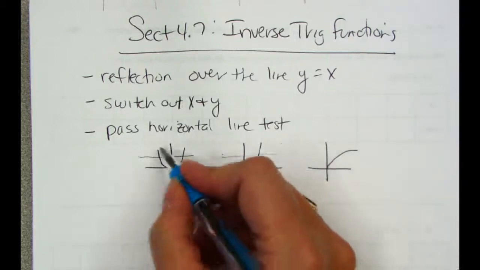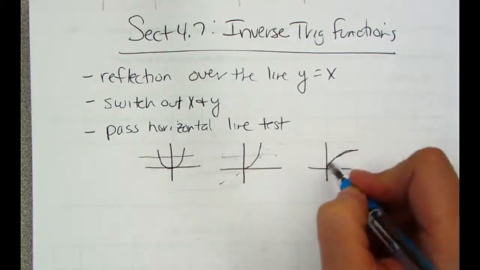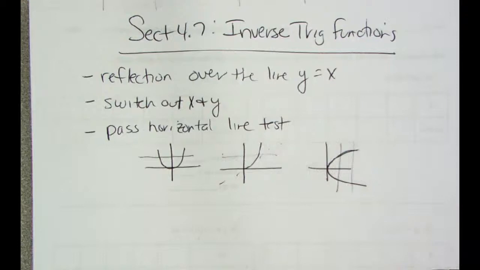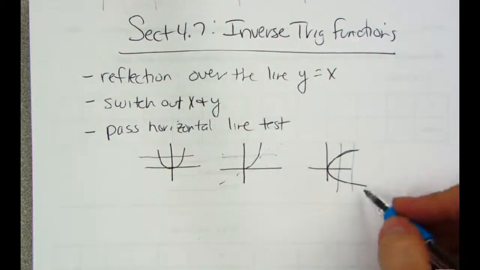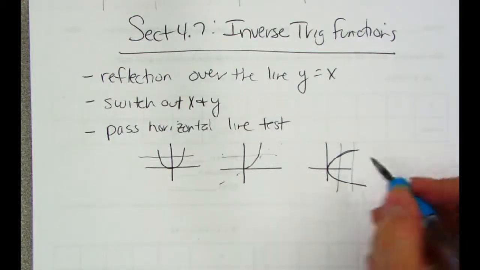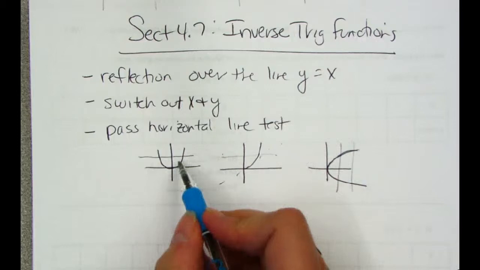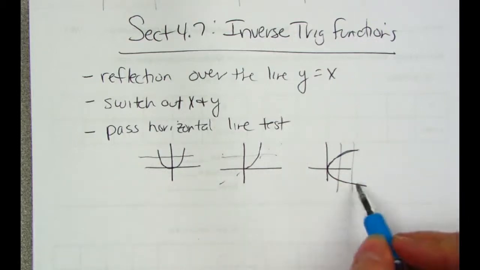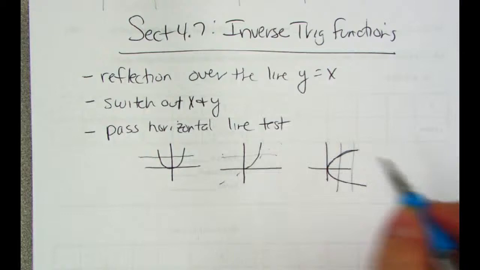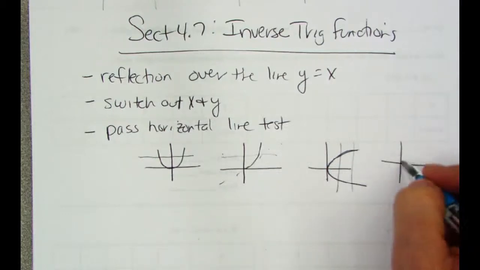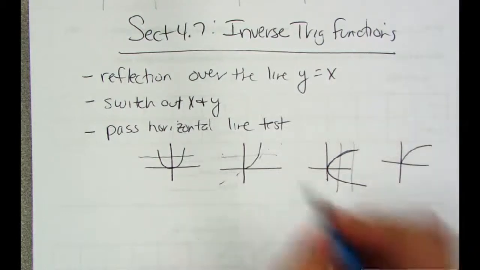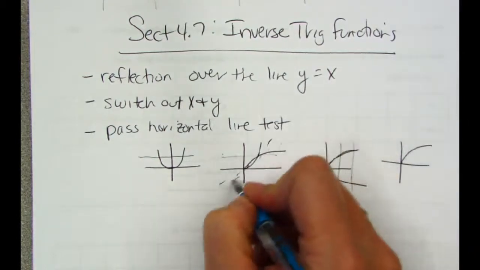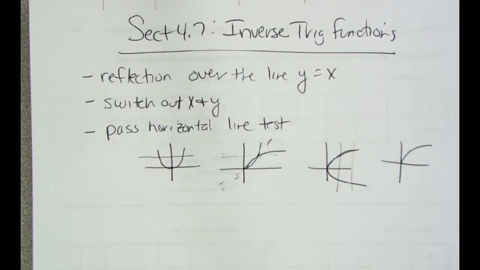Sure, I could take an inverse of this, and it would look like this, but it doesn't turn out to be a function then, because it fails the vertical line test. So I want to take this function and get an inverse function where the inverse is also a function. So I have to restrict the parabola to half of it and then reflect it over the line. So that's some background on inverses. That's just inverses. I'm not even talking trig yet.